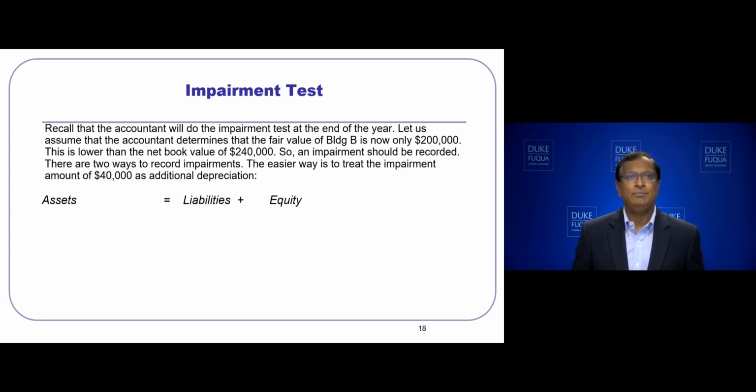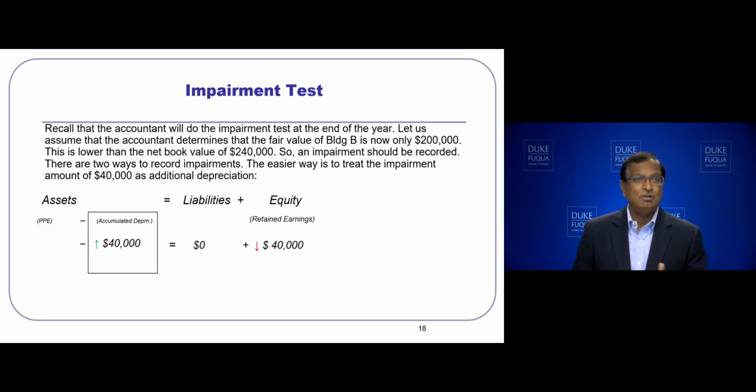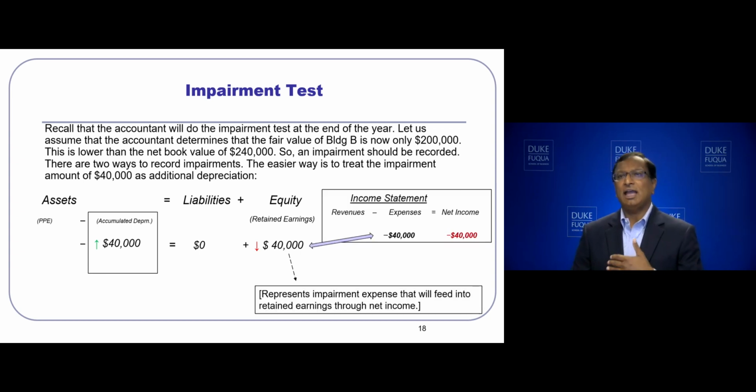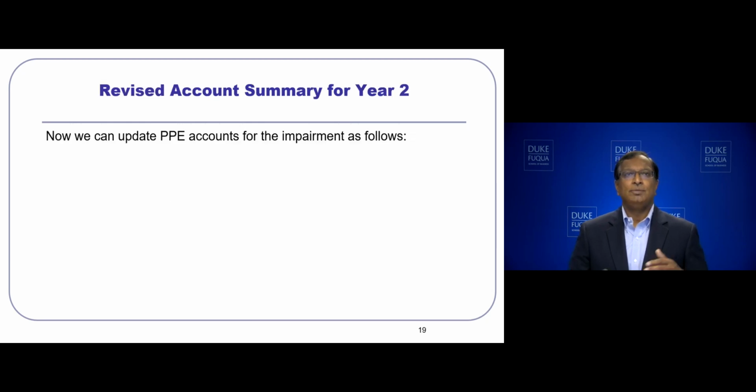So how do we record it? You can do it yourself and test it out. So I'm going to do this for you. So the accumulated depreciation goes up by 40,000 because we have added more depreciation to building B. And in addition, we have lost wealth. And as a result, we have an expense in the income statement. And that will feed into retained earnings as a negative number. So net income goes down. But instead of calling it depreciation expense, we call it an impairment expense so that investors will know exactly what this item is.